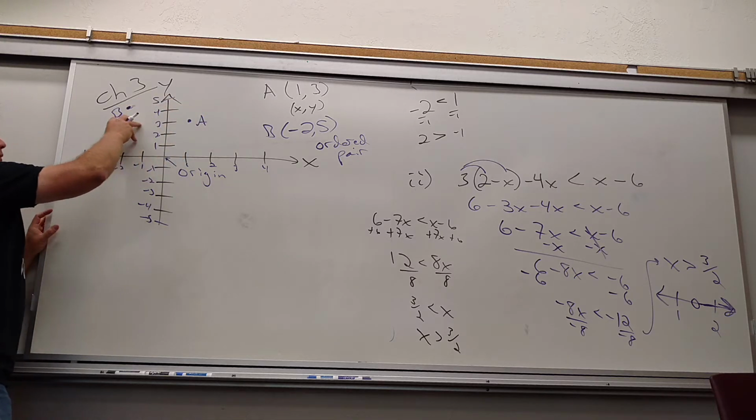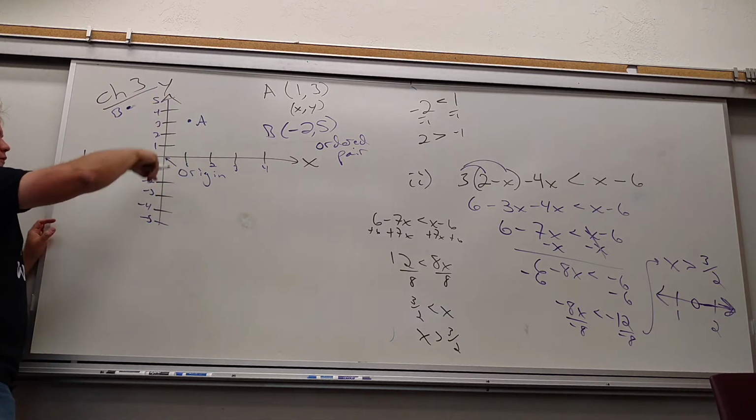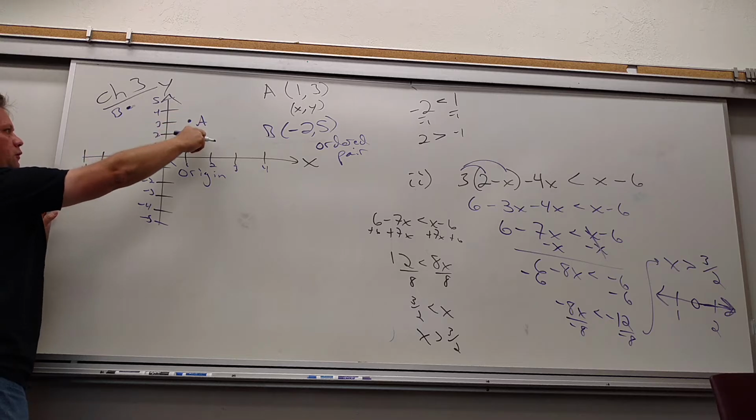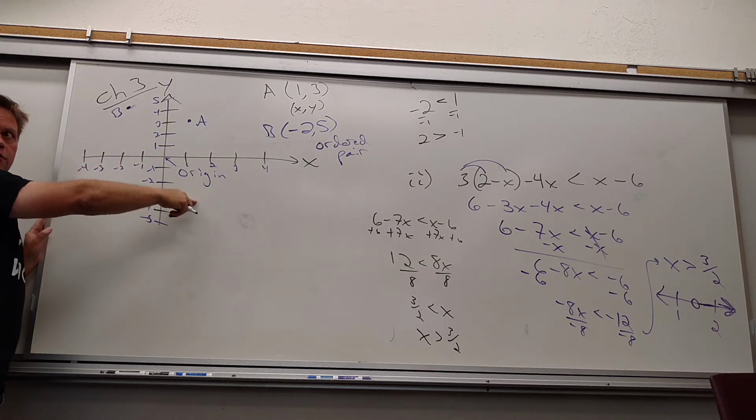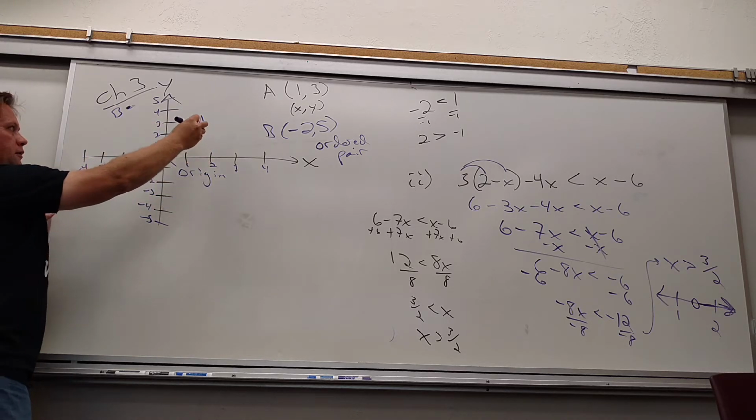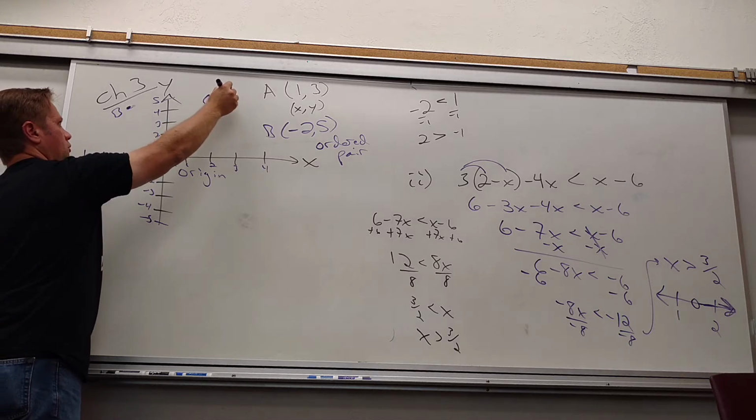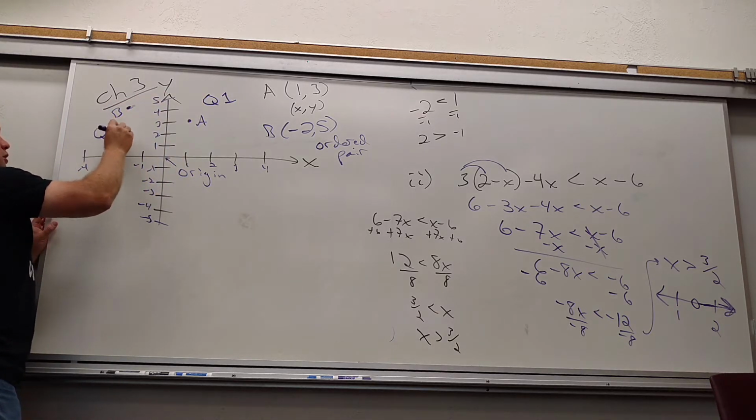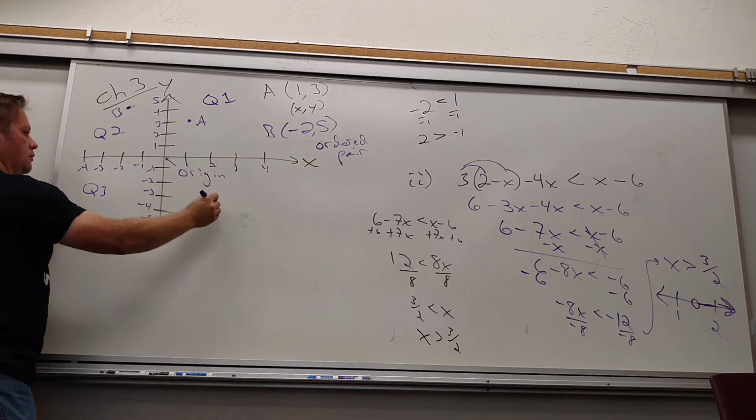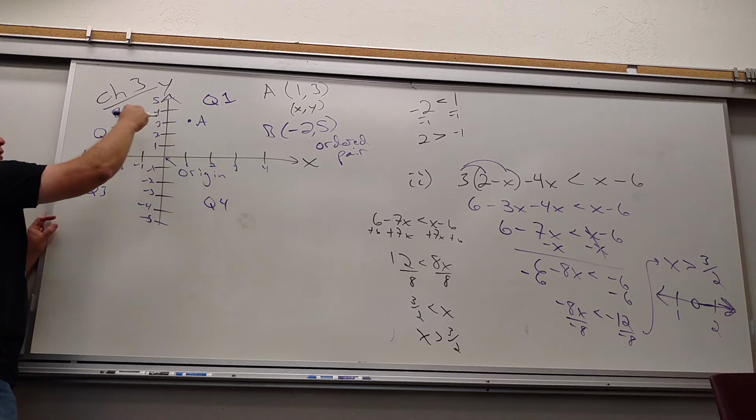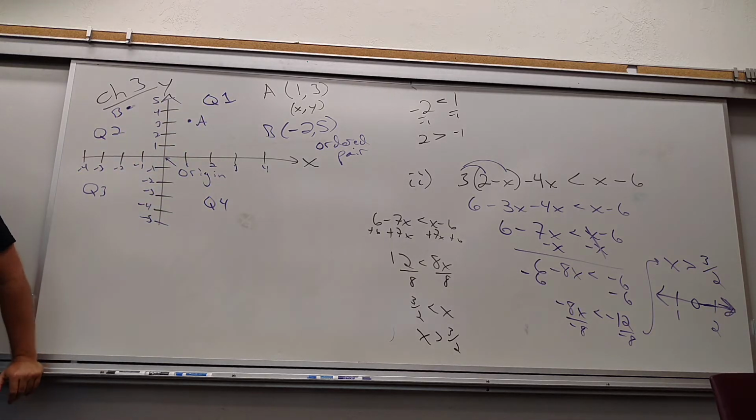How many parts did I break this up into when I drew this? 4. So we call these quadrants. And just to be different, we decided to go counterclockwise. Quadrant 1, 2, 3, 4.